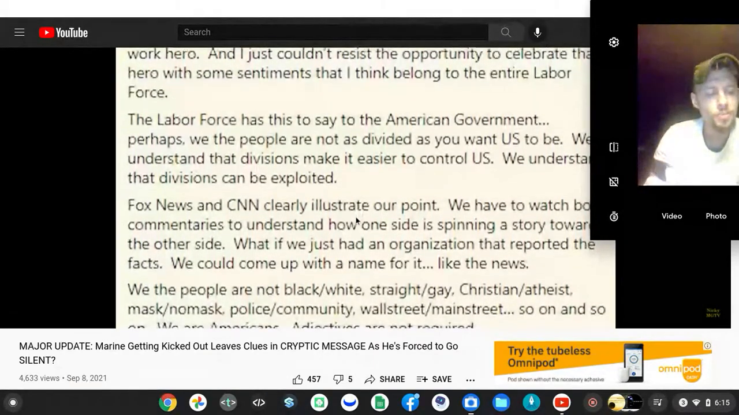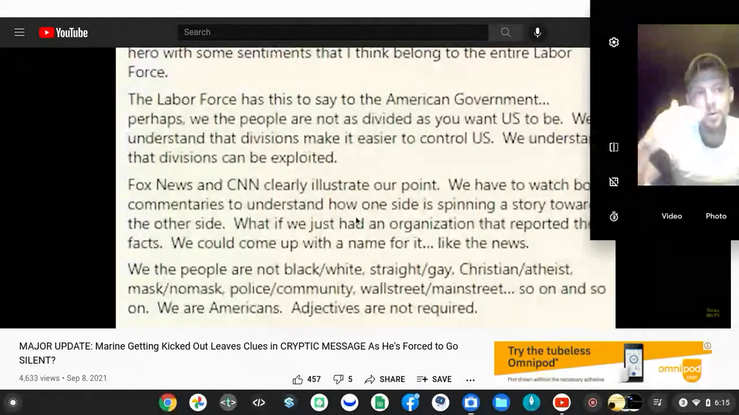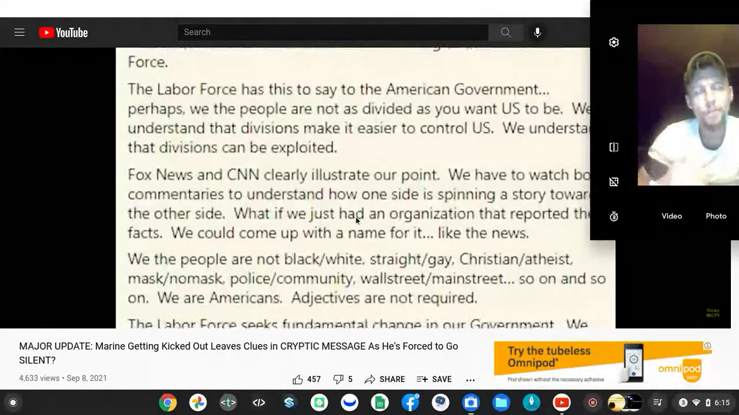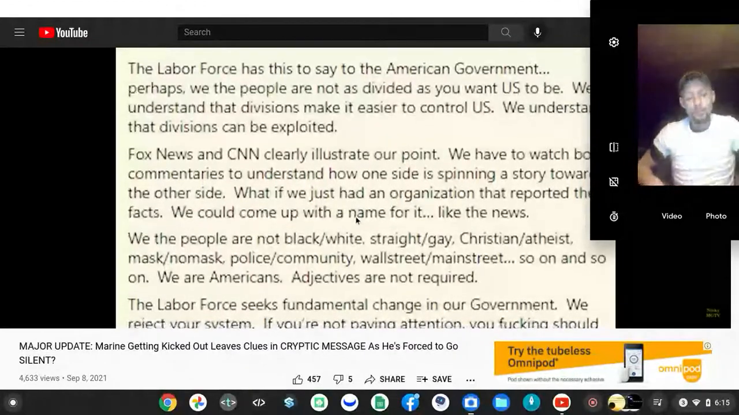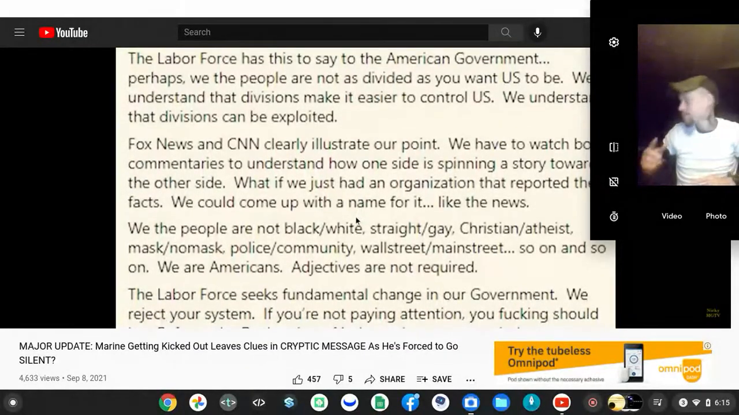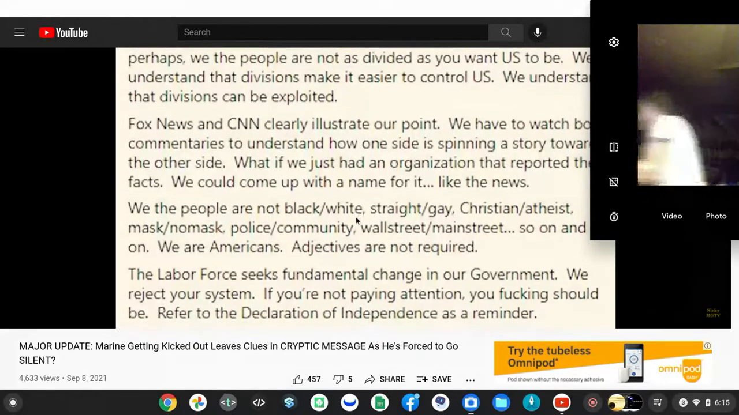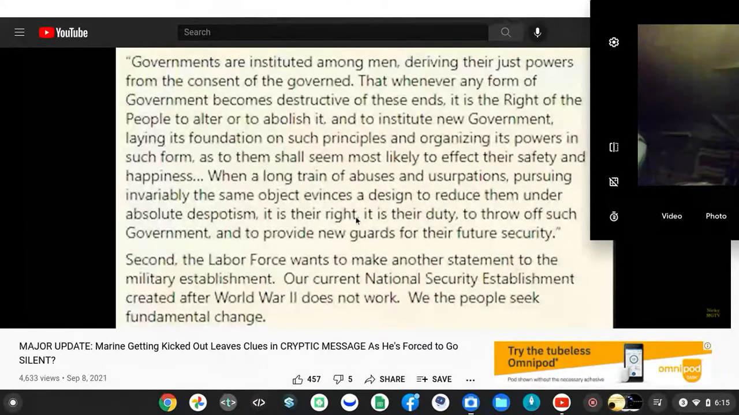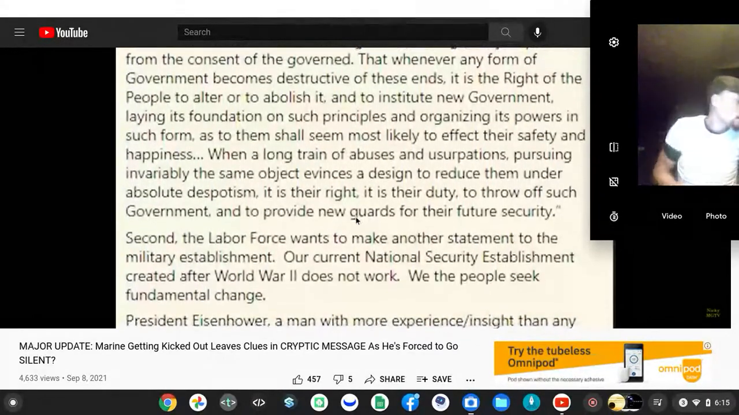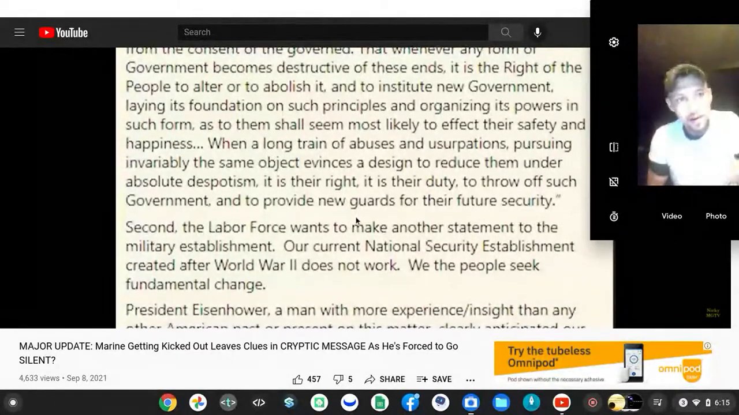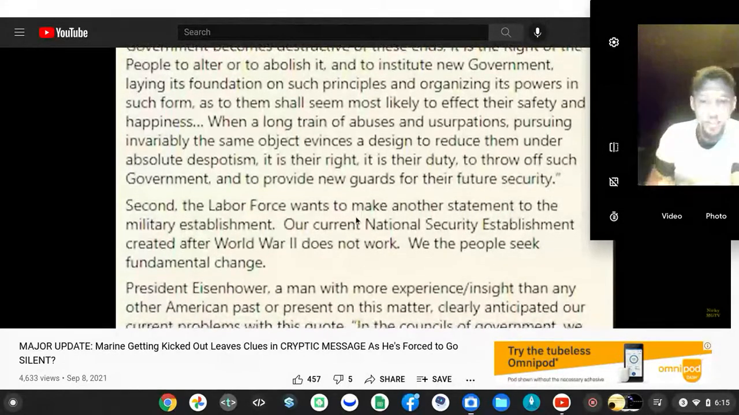And so as you go through this material, there's a super symmetry to it. A lot of Euler's numbers, a lot of divergent flow, a lot of Navier-Stokes air turbulence particle. We reject your system. If you're not paying attention, you should be. Refer to the Declaration of Independence as a reminder. It quotes, governments are instituted among men, deriving their just powers from the consent of the governed. That whenever any form of government becomes destructive of these ends, it is the right of the people to alter or abolish it. At any rate, I don't have my other topology book with me.